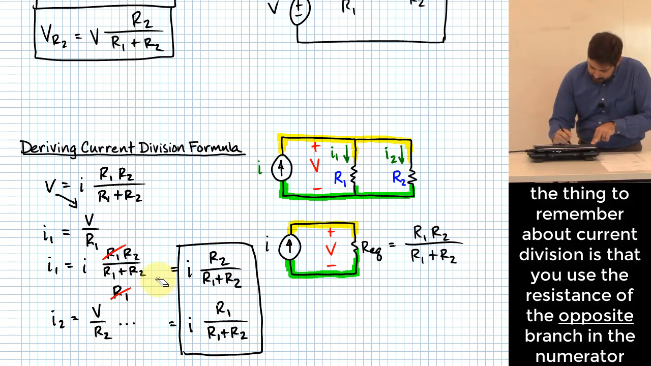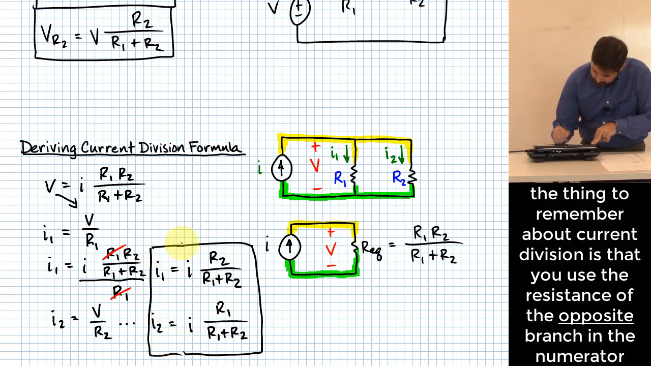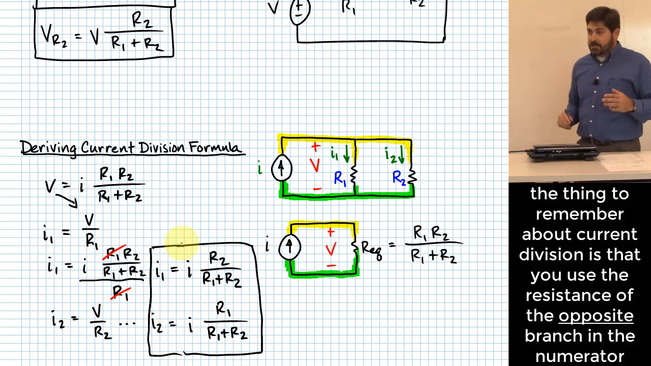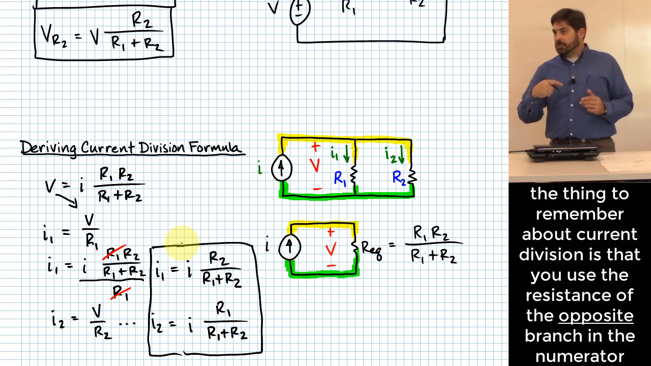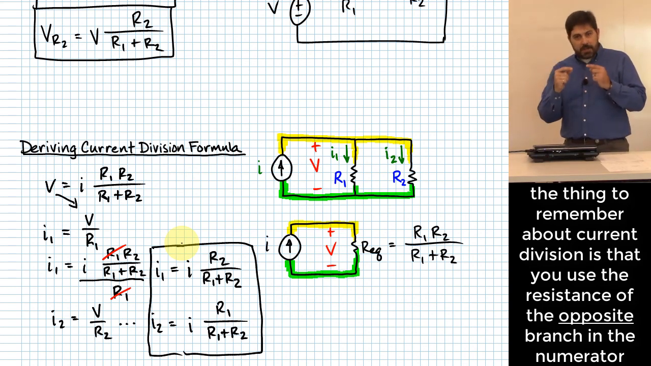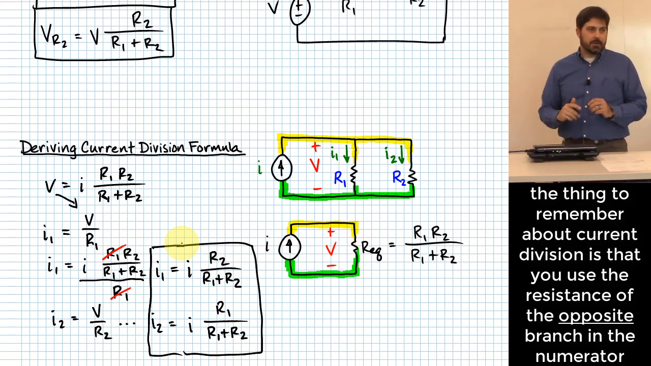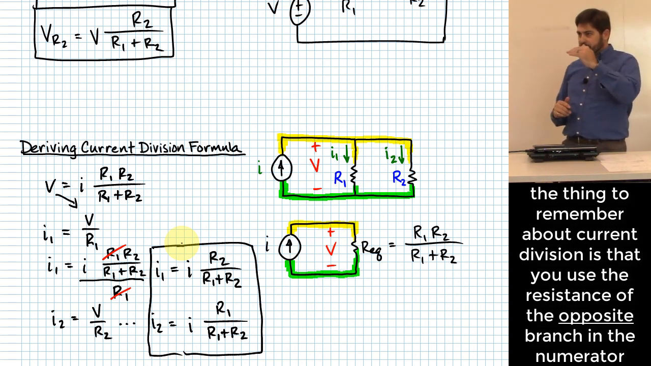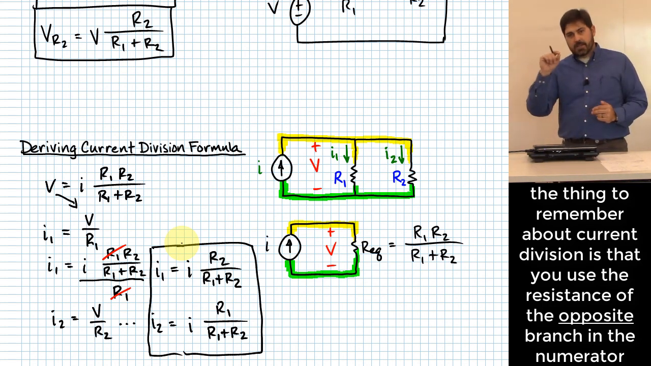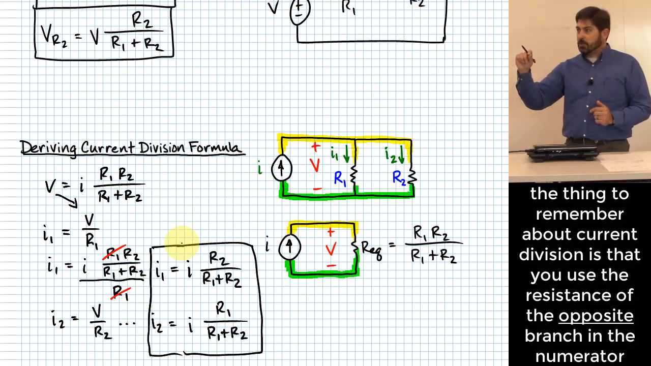Maybe I'll give myself a little bit of room here and say this is I1 and this is I2. And again, they have the same form as the voltage division style, with one difference, and that is, what do you put in the numerator? With voltage division, you put the value itself of the element that you're trying to find, right? And then in the case of current division, you put the other one.